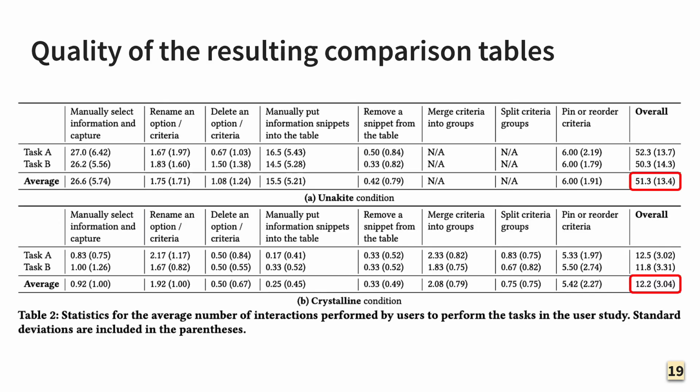As a proxy of table quality, we evaluated the correctness of Crystalline's automatic approaches by how much editing people had to do to fix Crystalline's mistakes. We found that participants only had to perform on average about 12 edits to the automatically generated tables, which is significantly fewer than the 51 actions that they had to manually perform in the baseline Unicode condition, suggesting that the quality of the resulting tables did not degrade too much, as was seen in previous automatic approaches.